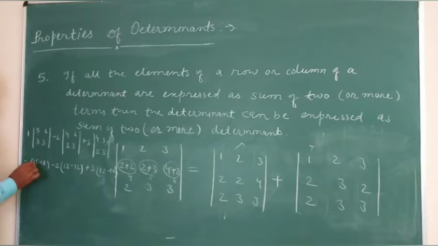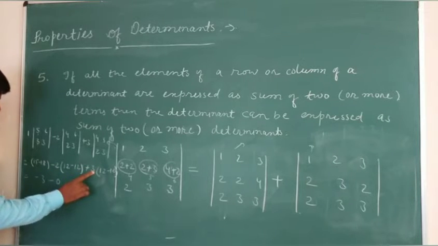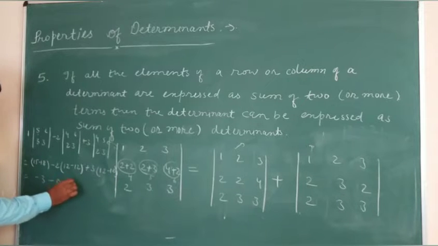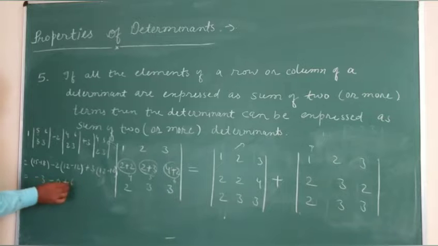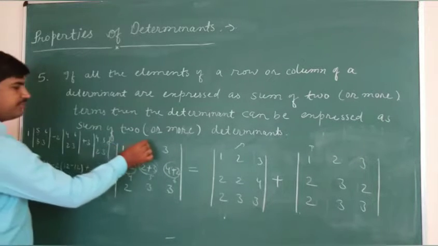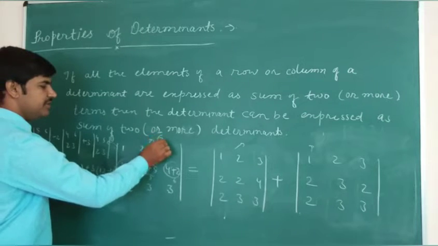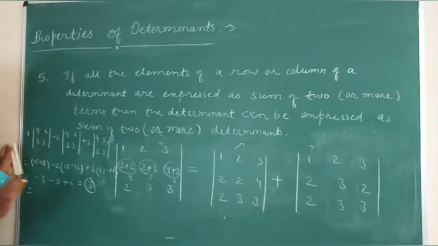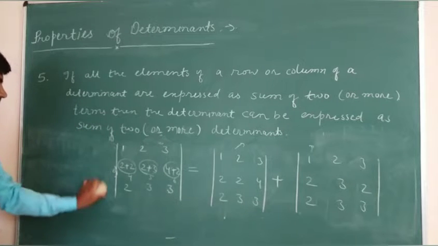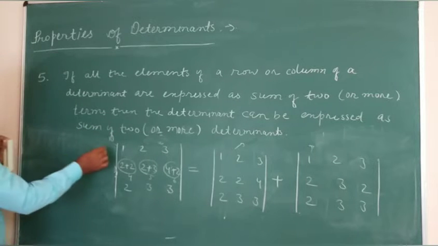Okay students, now here we get 15 minus 18 is equal to minus 3, this term will be 0, and here we get 3 times 12 minus 10, which is 2, so it will be plus 6. Hence minus 3 plus 6 is equal to 3. That is the value of this particular determinant. Now we have got the value of this determinant as 3.